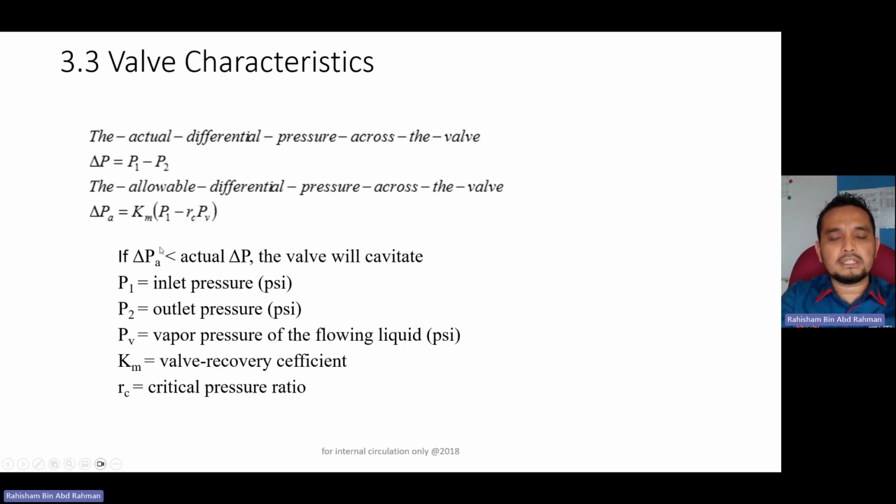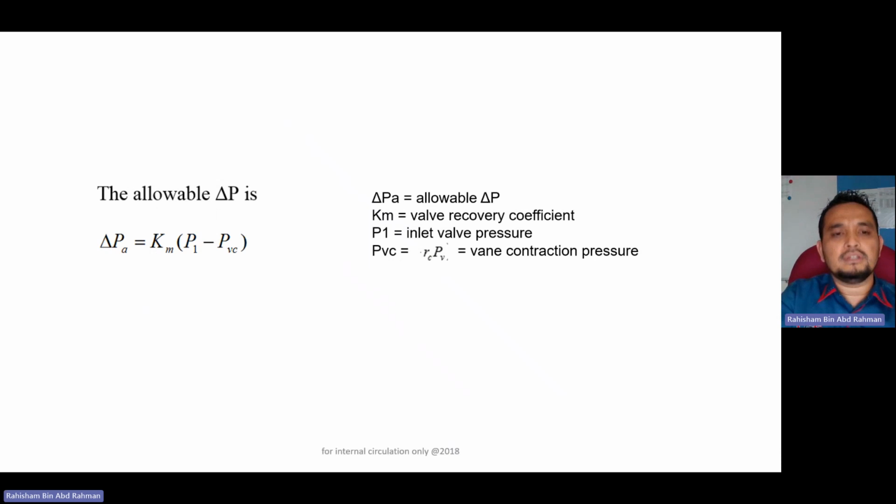So we have the formula, and we want to know whether the valve will cavitate or not. We need to know that if the allowable pressure difference is lower than the actual pressure difference, the valve will cavitate. A simple analogy: we design a valve to have a certain allowable limit. Unfortunately, the actual one is higher than that, so this valve cannot sustain it. And what we would expect is that the valve will cavitate. These are the scenarios that we need to decide.